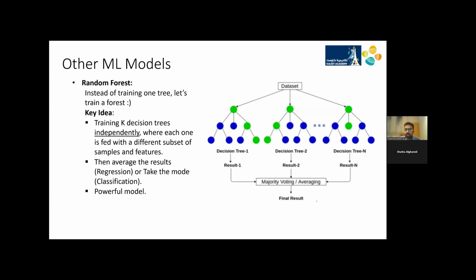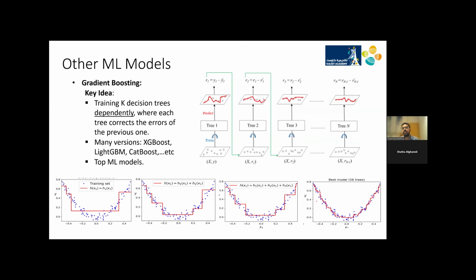There is another kind of model where multiple decision trees are trained dependently, and that is called gradient boosting. So these are kind of a chain model. You have one decision tree, it makes an output, and then you have another decision tree which is trying to correct the output of the previous model, and then you have another model which is trying to correct the output of the second model, and so on.